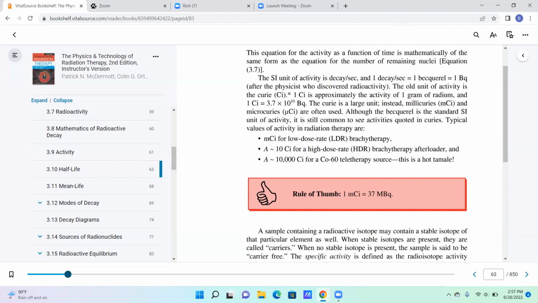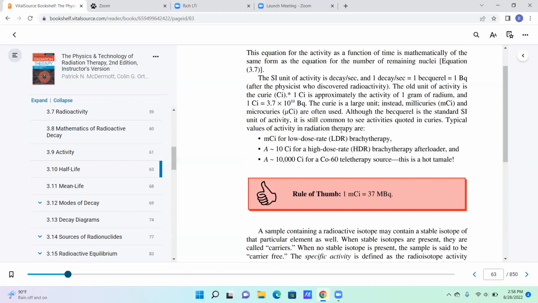The old unit of activity was the curie. A curie is approximately the activity of 1 gram of radium. 1 curie is 3.7 times 10 to the 10th becquerels. The curie is a very large unit, so millicuries and microcuries are often used in its place. Although the becquerel is the standard SI unit, it is common to see these activities quoted in curies.